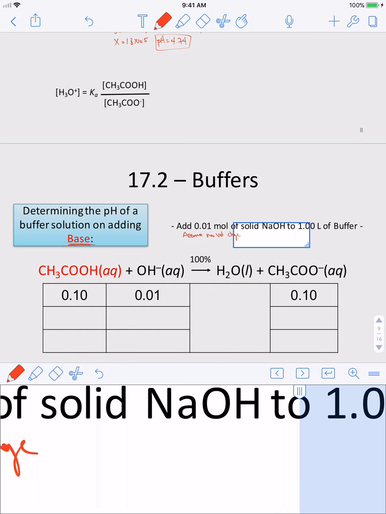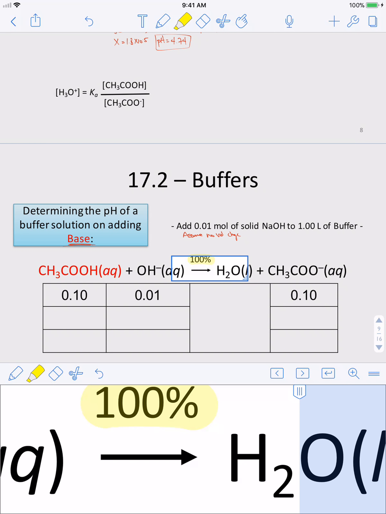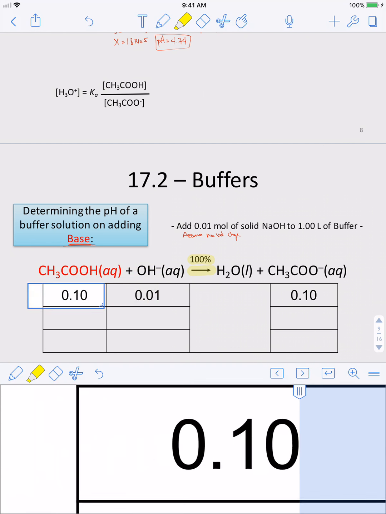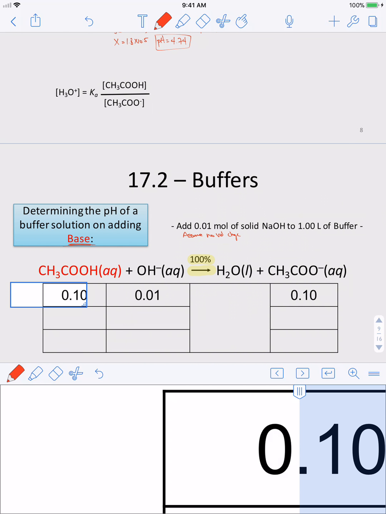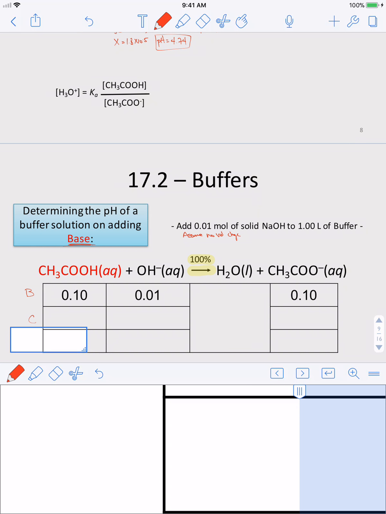All right, so here again, this is really key. We're adding a strong base. So when you add a strong base, it's not equilibria. We have a single-headed arrow here. It's a neutralization reaction, so keep that in mind. So it's going to look a lot like a RICE table, but this is actually what we call a BCA table. A B, a C, and an A.